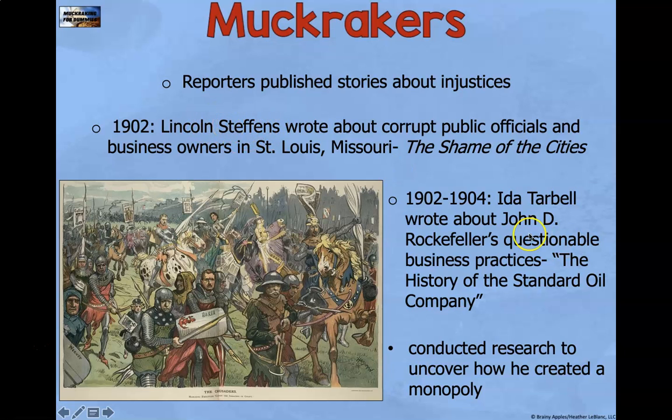Between 1902 and 1904, another notable muckraker is Ida Tarbell. She wrote about John Rockefeller's questionable business practices, and it was known as The History of the Standard Oil Company. They then conducted research to uncover how he created a monopoly.